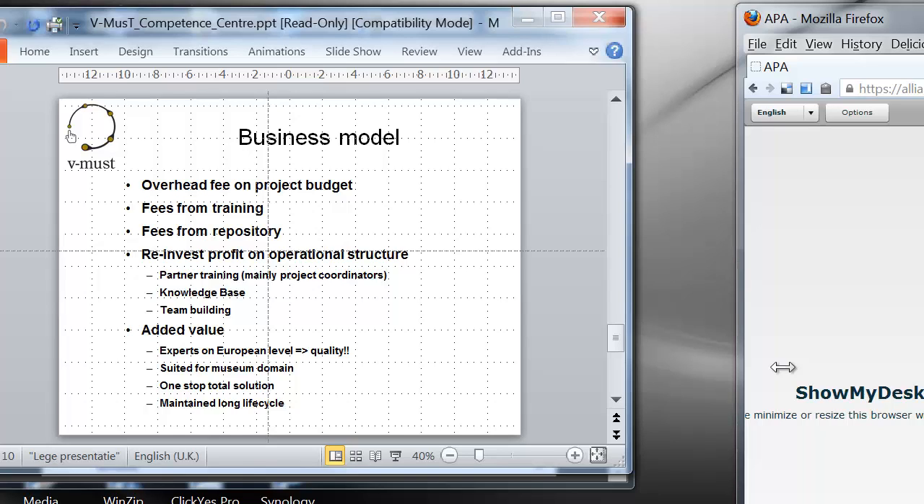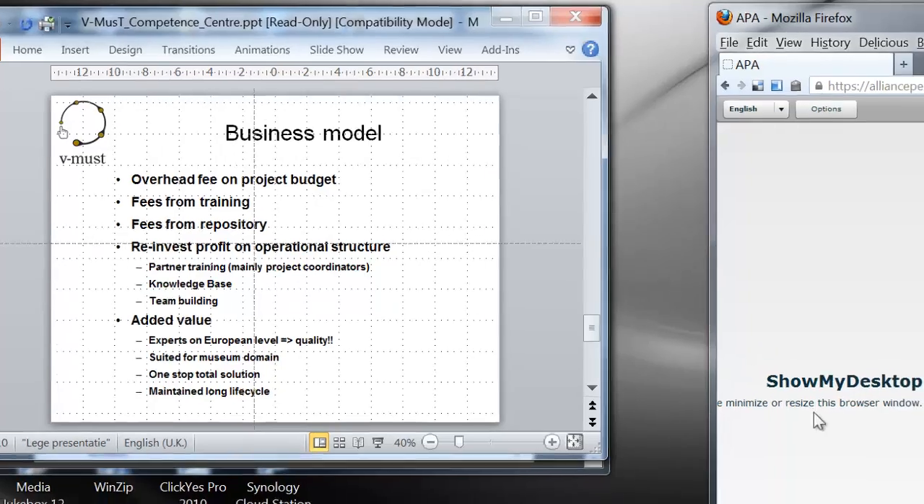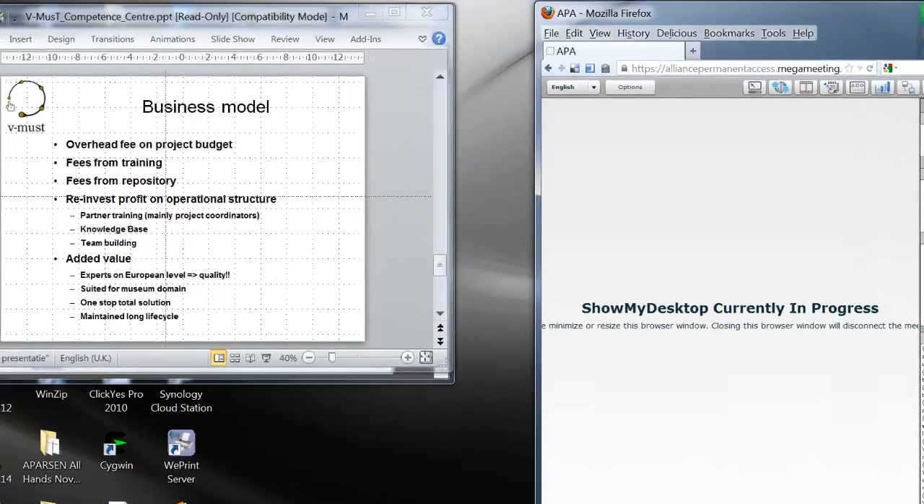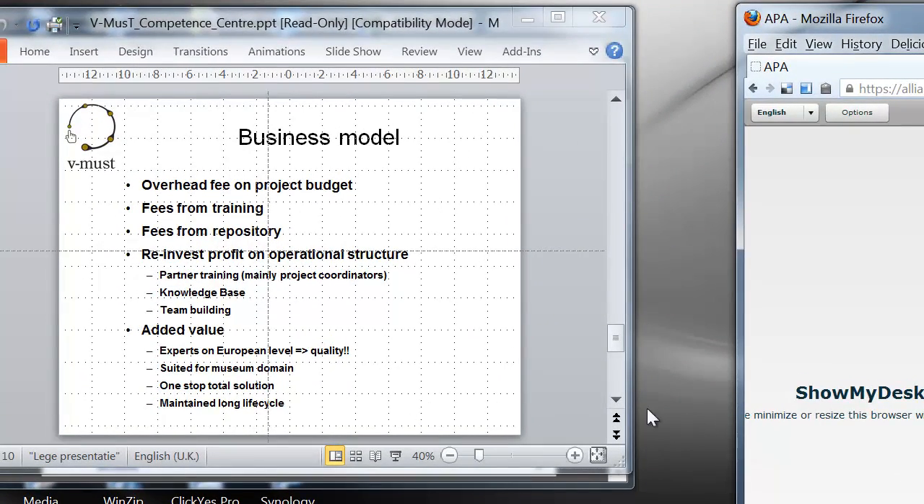So, business model: where do we get the money to run all this? Well, of course, on the project budget there will be an overhead fee, which goes to the central organization. And that central organization is, as I said, only a few people big. Most of that income we see coming from the projects themselves. On the other hand, we will see some fees coming from training, which will not be free. And some fees also from the digital repository that we're setting up, where we try to reuse the digital assets. Part of the cost for reusing digital assets will be a fee that goes to the competence center. We hope to make a profit in this.